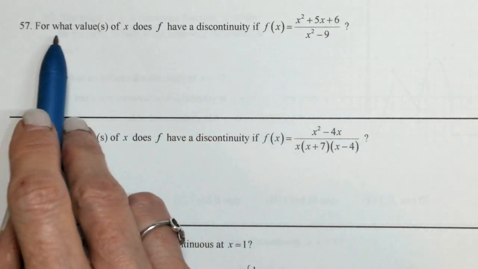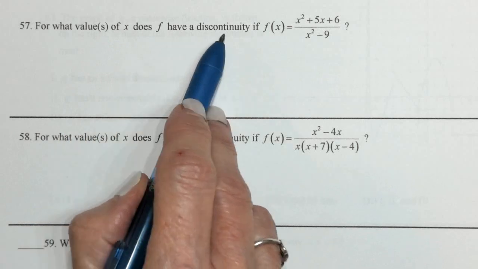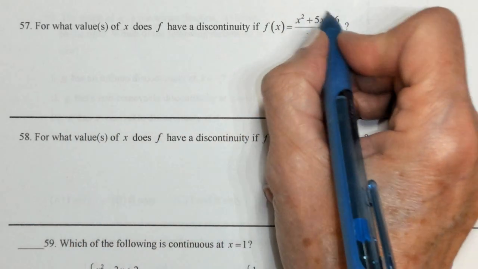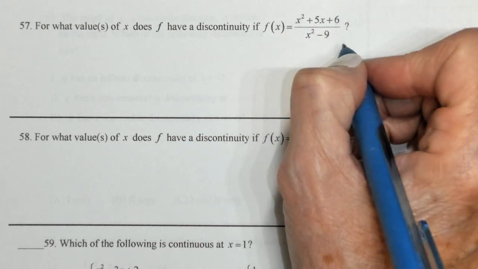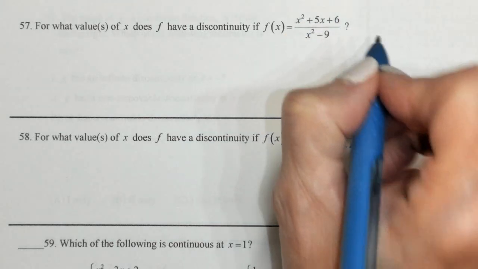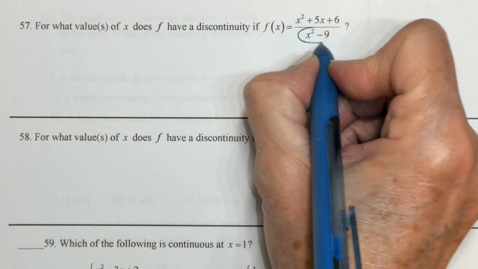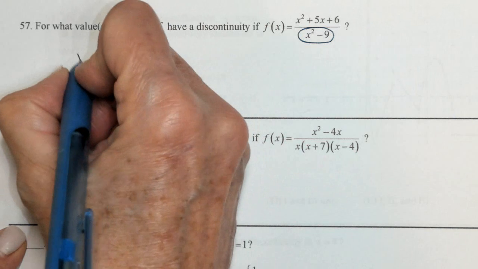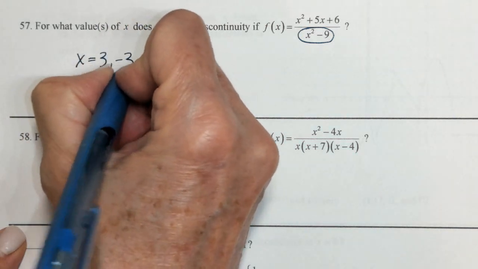Okay. For what value or values of x does f have a discontinuity? If f is this rational function, the numerator does not matter. I don't care if it factors. It doesn't affect this at all. The discontinuities only come from the bottom, and when x is 3 and negative 3, we have a discontinuity.